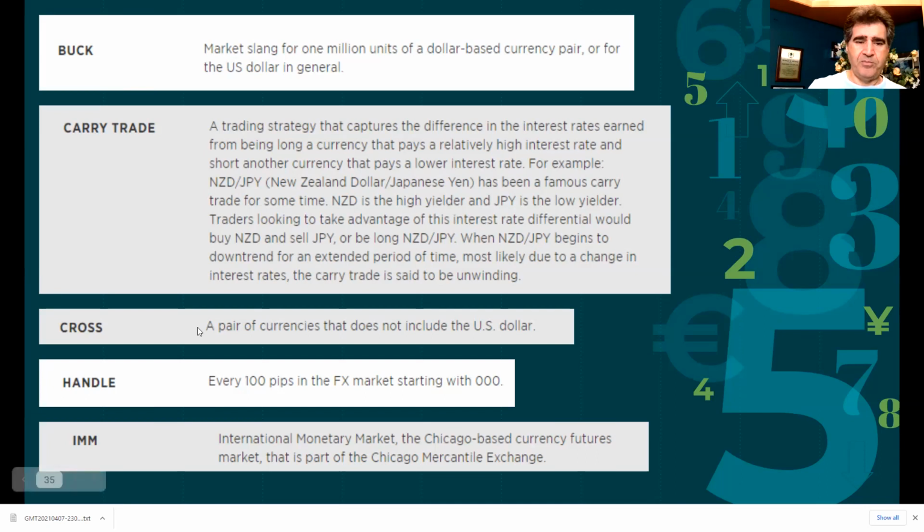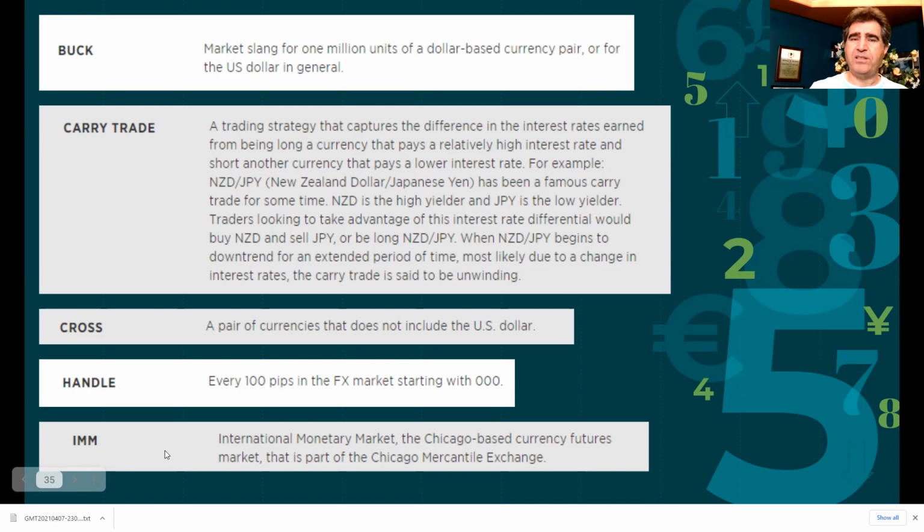So cross, as we mentioned, is the minors. It's just any two currencies that don't involve the US dollar. Handle is, we will see what pips is. Pips is the smallest unit of any type in currency trading or forex trading. So every 100 pips in FX markets is called a handle.